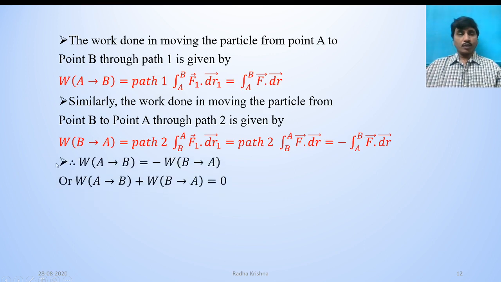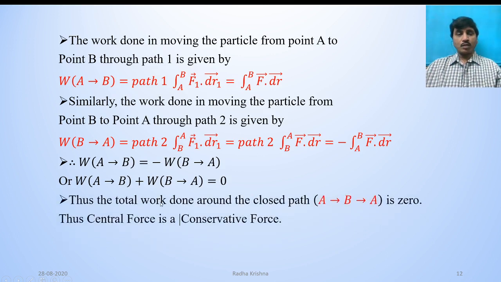That implies W of A to B is equal to minus W of B to A, or W of A to B plus W of B to A is equal to 0. Thus, the total work done around the closed path A to B, B to A is 0. Thus, central force is a conservative force.